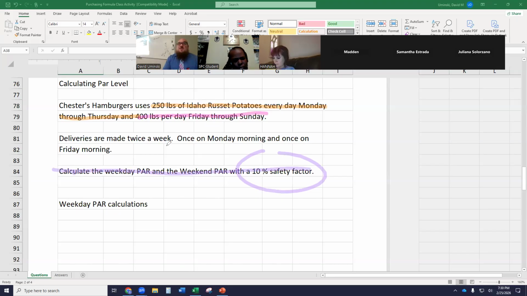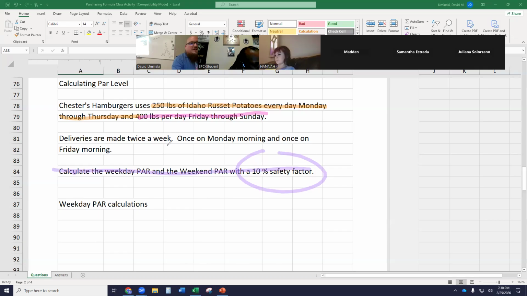Remember we were talking about those tortillas, the packages of tortillas, we add a couple extra packages, okay? This one, we're going to do a percentage over, just so we can have a little bit extra built in, just in case we're busier than we need to be, or busier than we thought we were going to be. So let's do our weekday first.